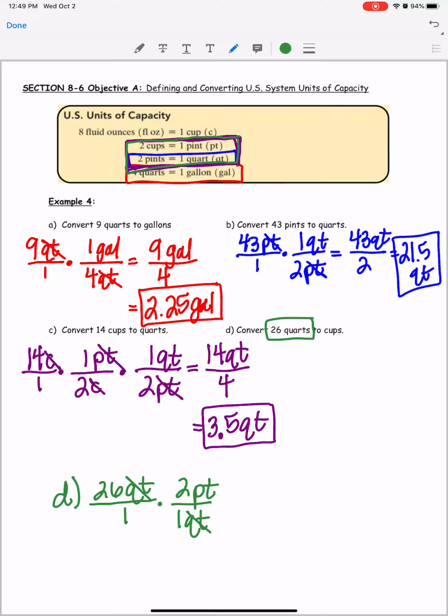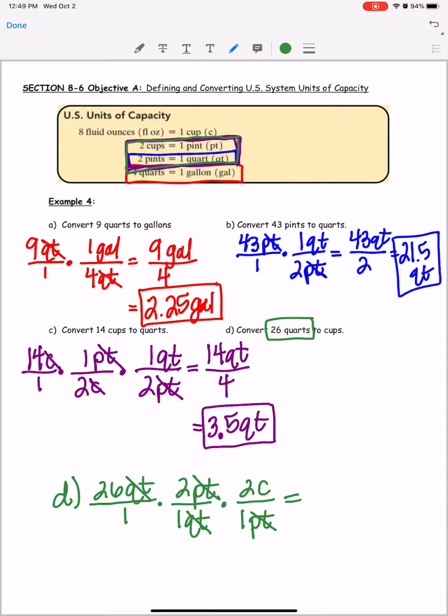So my quarts cancel, and now I'm left with pints, but I need this to cups. So we got to keep converting. So now I'll use this top one here. So now I have pints on the top, so I need pints on the bottom, which leaves us 2 cups to be on the top. Now my pints cancel, and now I'm left with the cup on the top.